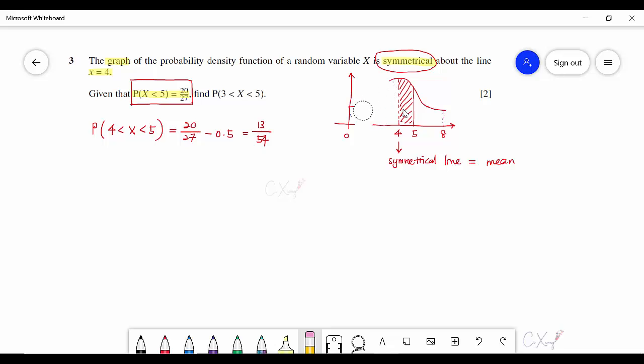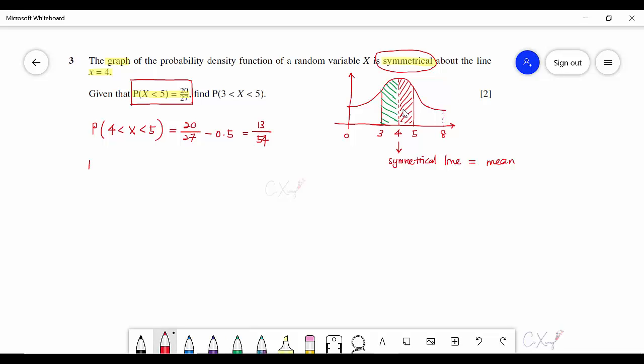After that, from this question itself, they actually want us to find out the probability for x between 3 and 5. So again, 3 will be here. And you should know that this green color area from 3 to 4 and from 4 to 5, these two areas are the same because this whole graph is symmetrical at line x equals 4. Therefore, the area from 3 to 4 and the area from 4 to 5 should be equal to each other.